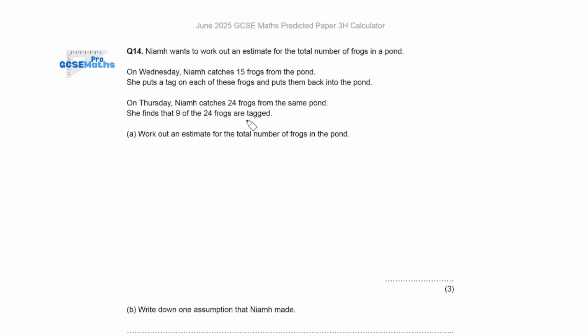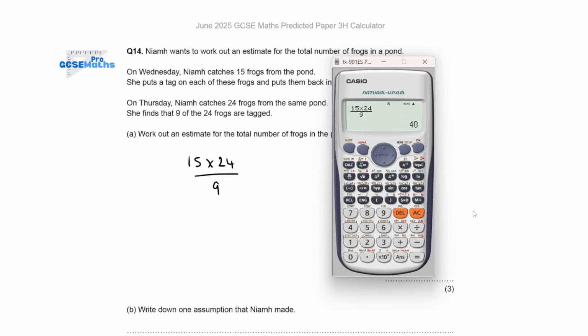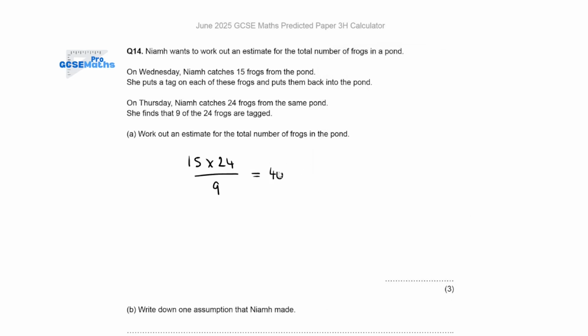So, normally the way I do this is you just basically have to memorize a formula. Whatever version of the formula you want to memorize, it's up to you. But from what I've seen, these questions are asked in the exact same format every time. So it's just the first 2 numbers that you come across multiplied, 15 times 24, and then you divide by that third number. That's how I do it. You might want to memorize the formula in a different way, that's absolutely fine. But as long as you get the same answer of 40 at the end, then you know you're on the right lines. So the estimate is that there are 40 frogs, that's 3 marks.